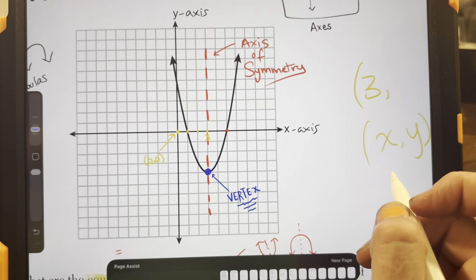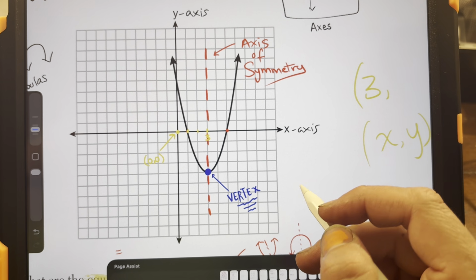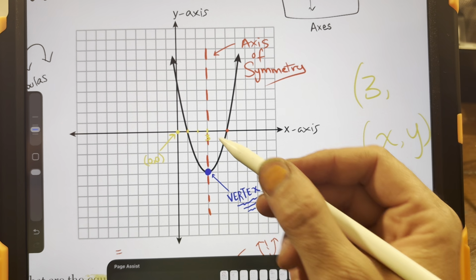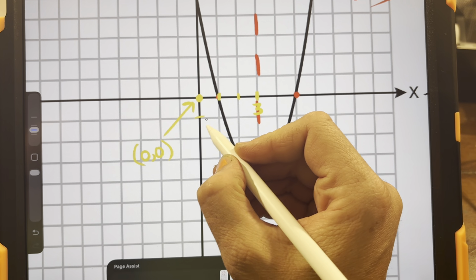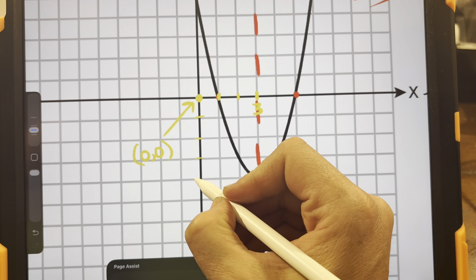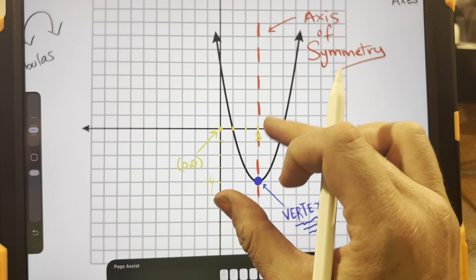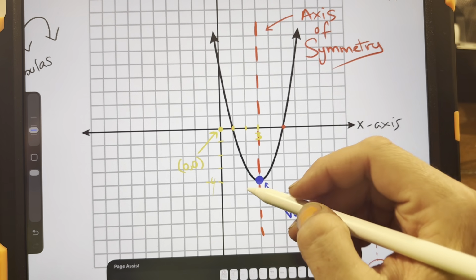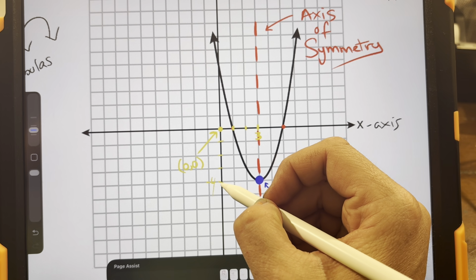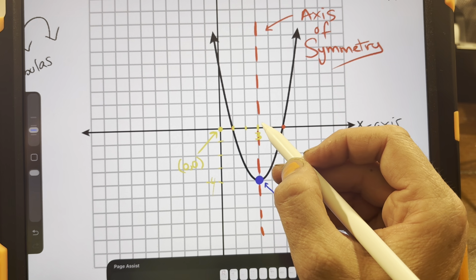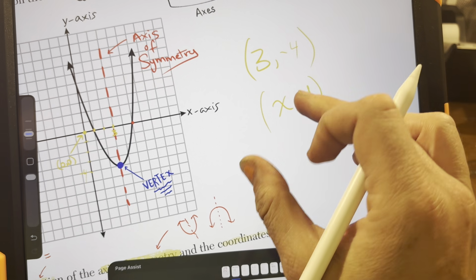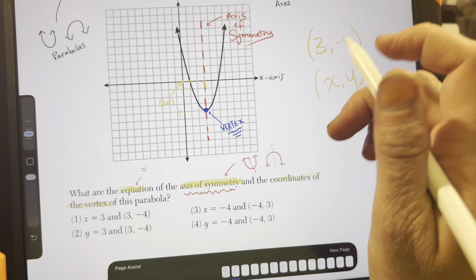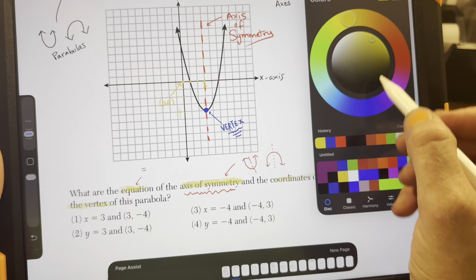So let's see. Okay, let's zoom in on this. This would be 0, -1, -2, -3, -4. So on the y-axis, which is this up-down vertical line, this point lines up with -4. So we would call this 3, -4. So 3, -4. And then, right away I can eliminate 2 answers.